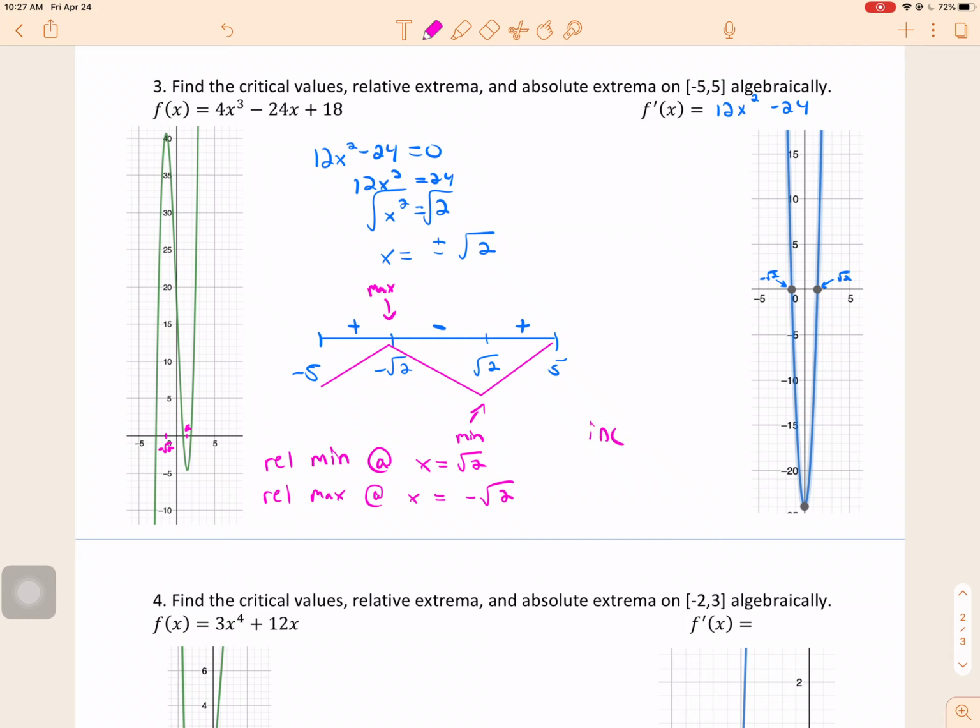It's increasing. When is it increasing? It's increasing from -5 to negative rad 2 and from rad 2 to 5. And it's decreasing from negative rad 2 to rad 2.